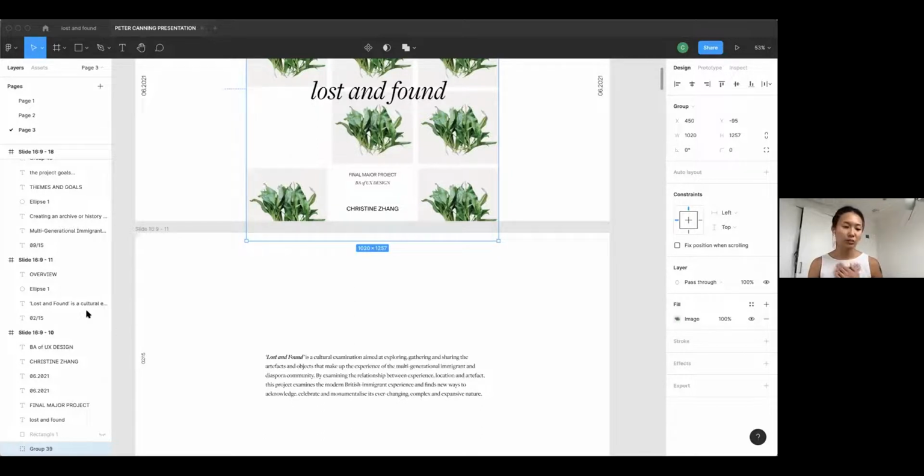What I wanted to do with this project was really to find a way to celebrate and monumentalize this cultural group that felt quite new. It's quite complex and ever-changing and expansive. I did this through an ethnographic lens, exploring and collecting stories, relating them back to artifacts and objects, and then attempting to build some sort of archive or museum for this specific cultural group.